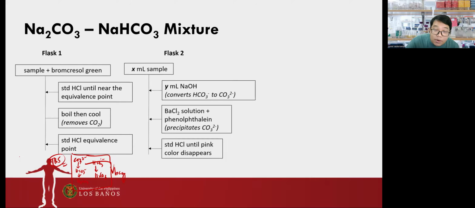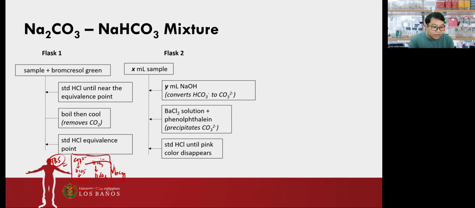Then yung flask 2 natin, gagawa tayo ng modification na we transfer certain amount of sample in the flask. Then you will add NaOH to convert bicarb to carbonate. Then after converting all bicarb to carbonate, you will add barium chloride solution to convert all carbonate to barium carbonate. So parang ginawa natin yung kanina, pinaprecipitate out natin lahat ng carbonate. Then you will add certain amount of standard acid until faint pink color appears.